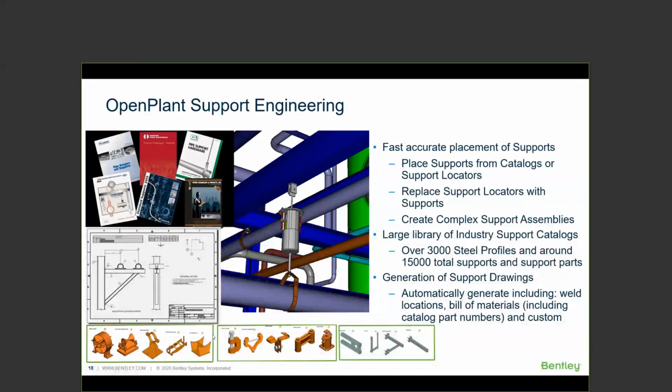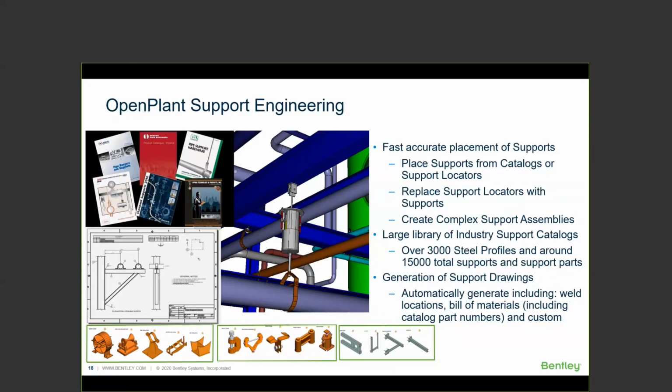So next, what we'll take a look at is OpenPlant Support Engineering, another OpenPlant product. This can rapidly and accurately place various pipe supports from different vendor catalogs. You see different catalog providers: Anvil, Carpenter, Patterson, Bergen, and Piping Technology, Standard Supports, and others. So there's over 15,000 supports in here that you can place in your 3D model.